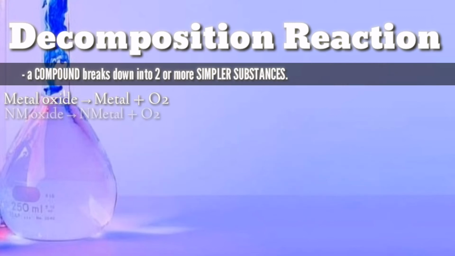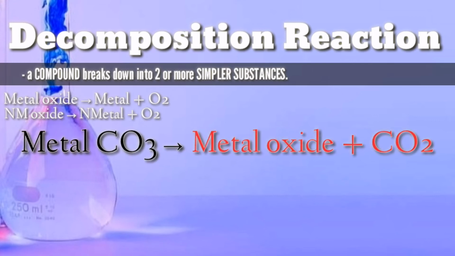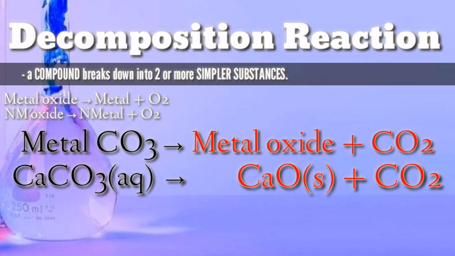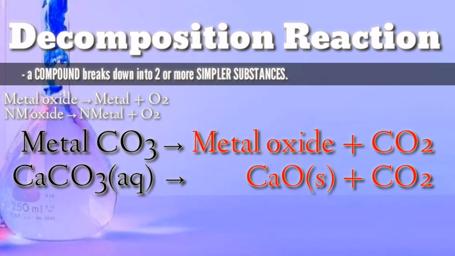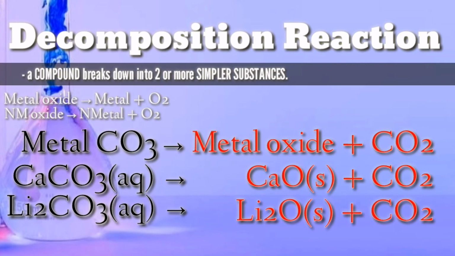Excellent. A reaction is also considered to be a decomposition reaction even when one or more of the products are still compounds. A metal carbonate decomposes into metal oxide and carbon dioxide gas. For example, calcium carbonate decomposes into calcium oxide and carbon dioxide. Another example is if we are going to decompose lithium carbonate, the products that will be formed are metal oxide, which is lithium oxide, and carbon dioxide.